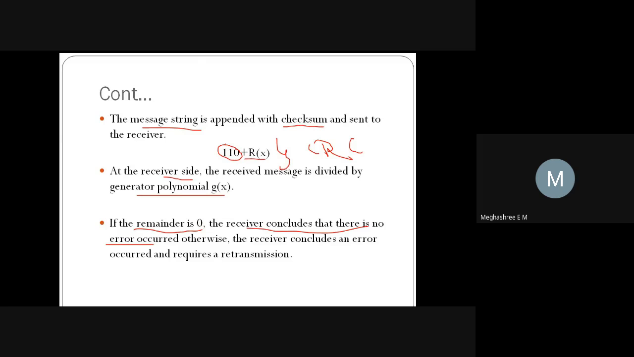Okay. If the remainder is not 0, if you get 1 in the remainder, then that means there is an error, and it requires retransmission. Okay, I hope I'm clear. Is it clear to everyone? Please respond. Yes, ma'am. Okay.